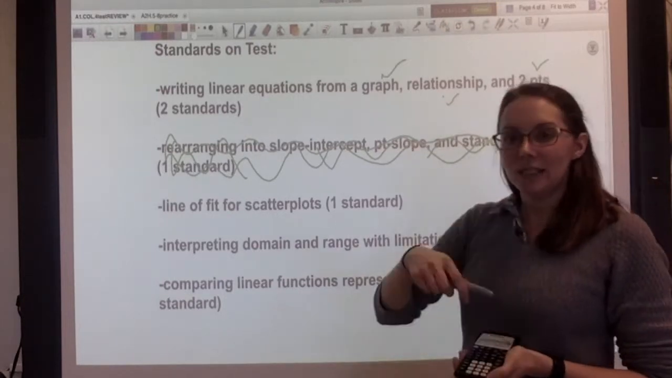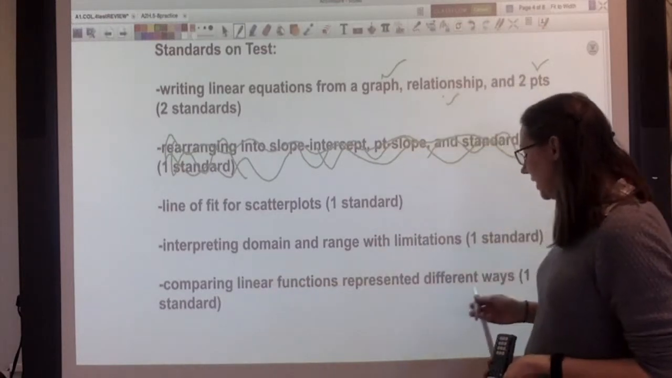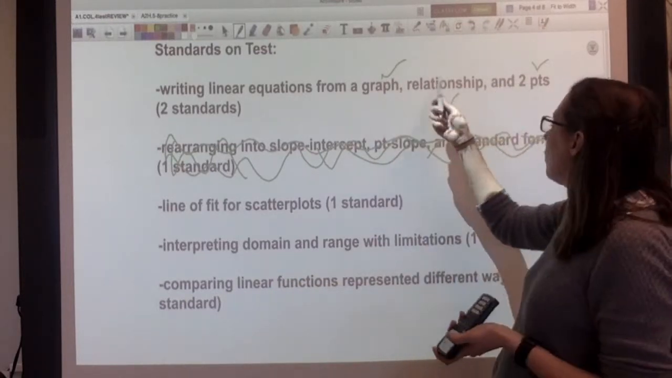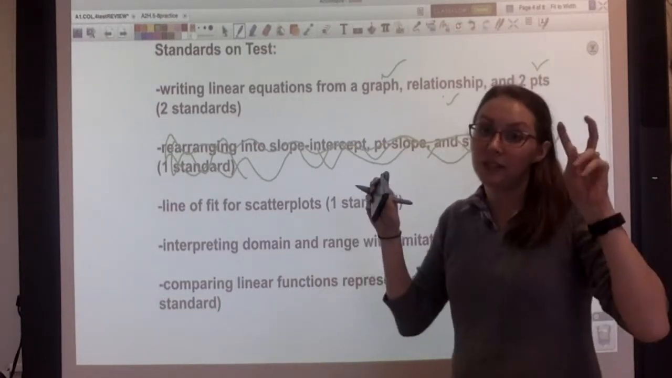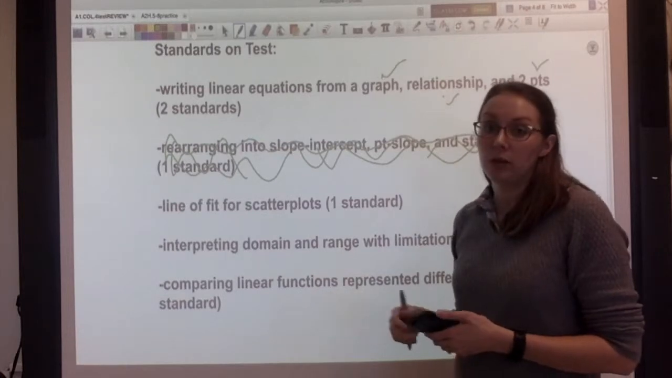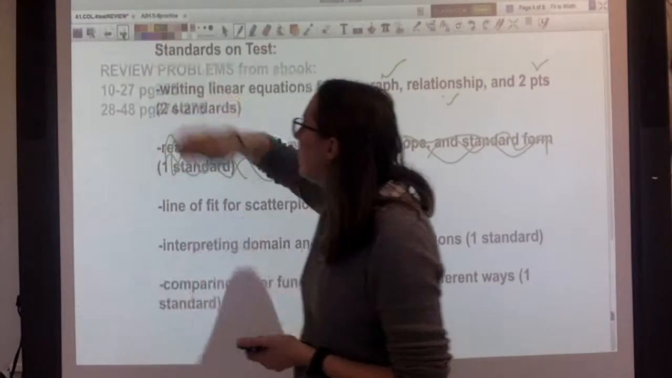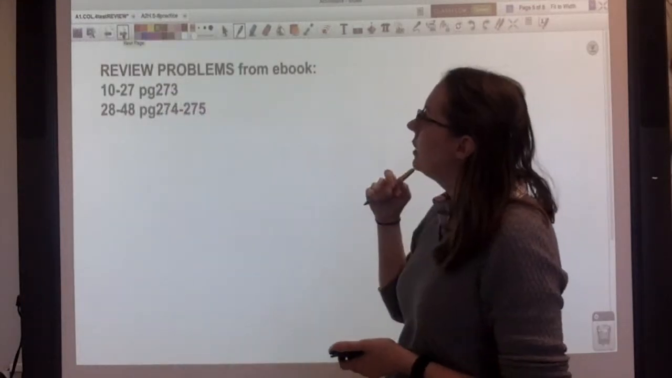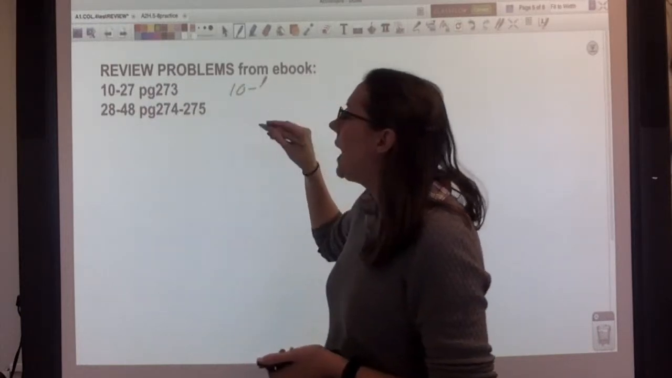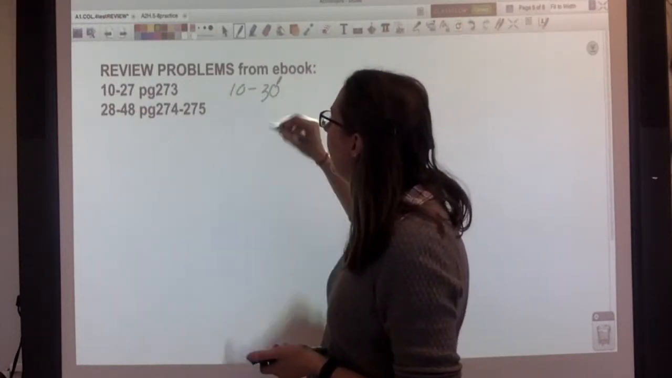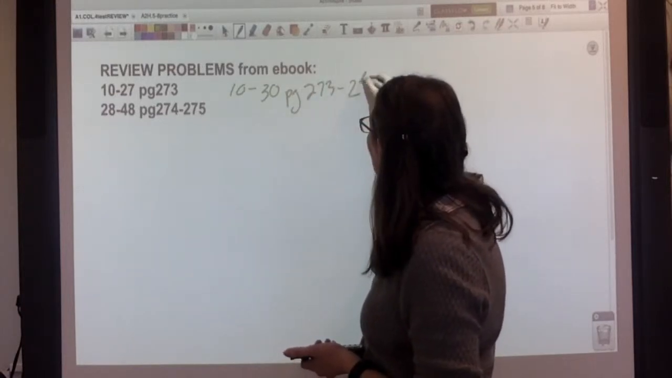And then lastly, last class, when we looked at all those different pizza places and stuff, we compared linear functions represented differently. Okay, so we looked at them in a graph, a word problem, and we compared slopes and y-intercepts and figured out what was the best deal. Well, you're going to have one of those problems on here also. So to practice some of these skills, there's an ebook assignment that I want you to do. And it's actually a little different than this. I'm going to have you do 10 through, I think it's 30, on page 273 to 274.